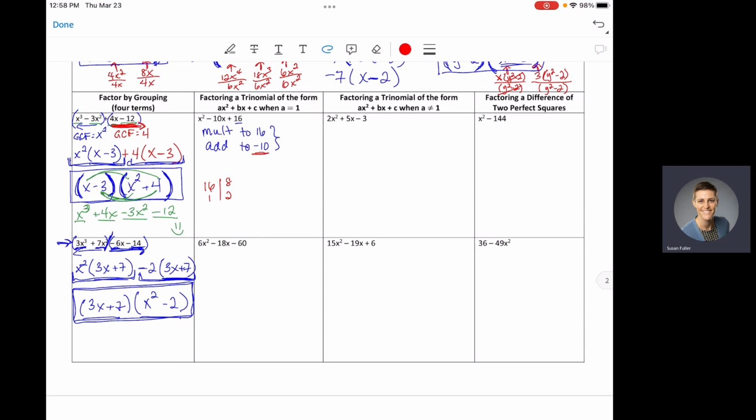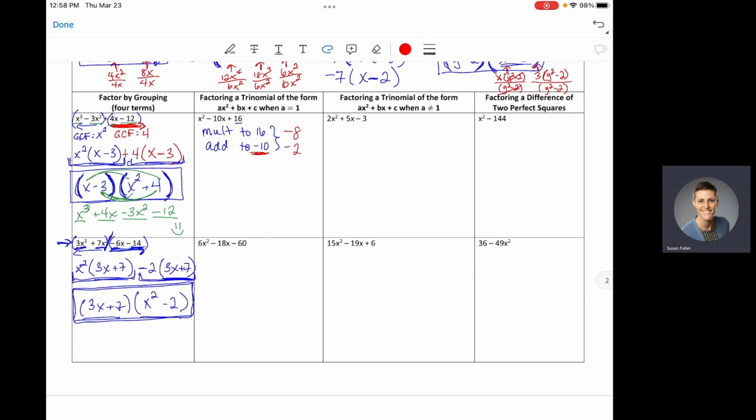I need them to add to negative 10. So to add to negative 10, what if I make them both negative? Negative 8 and negative 2. Negative 8 times negative 2, that's a positive 16. And negative 8 plus negative 2 gives me negative 10. Those are my two numbers, negative 8 and negative 2.